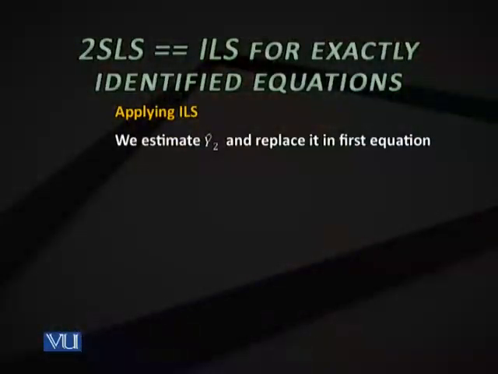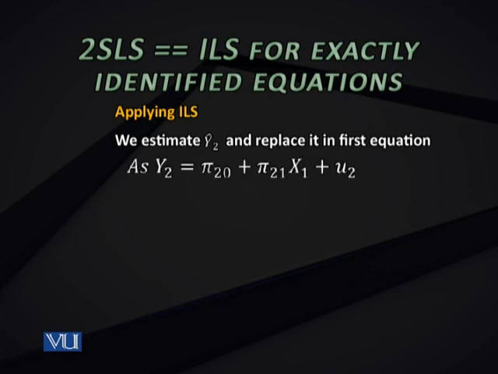Now look at this procedure theoretically. On the screen you are seeing that we estimate y2 hat and replace it in the first equation, because the reduced form of y2 is given as pi 2 naught plus pi 2 1 x1 plus u2. If we estimate this pi 2 1, you can use the slope formula in Microsoft Excel, or you can directly use the regress command in Stata and find the value of pi 2 1. So this is an estimated value of pi 2 1. Using this estimated value, y2 hat would be expressed as pi 2 1 hat times x1.